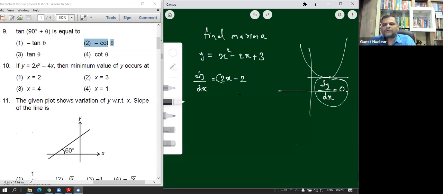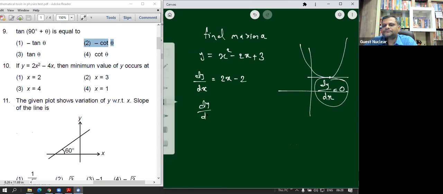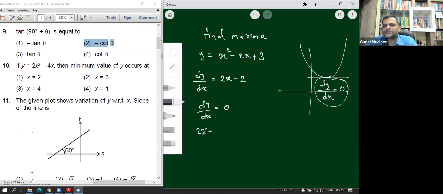Okay, but we want to find out the value of x at which this y will become minimum. For that, we simply have to equate the derivative to 0. So the derivative will become 0, that means 2x minus 2 will become equal to 0 only when 2x will become equal to 2, which gives x is going to be equal to 1. So x equal to 1 is the point where it becomes 0.